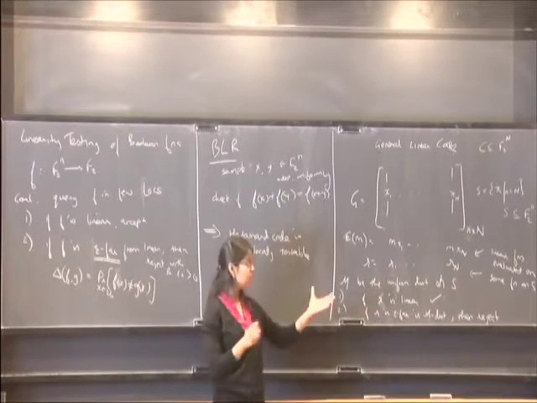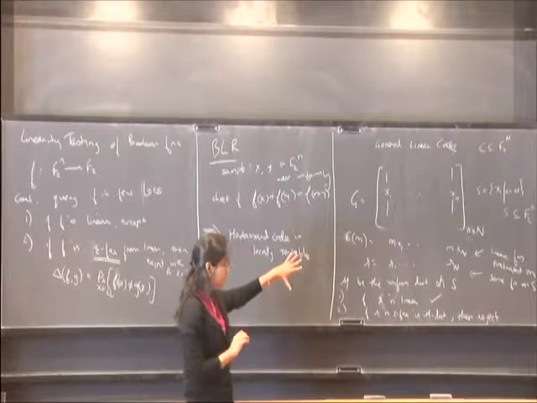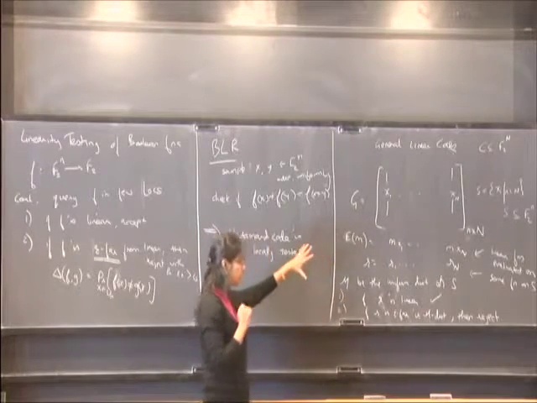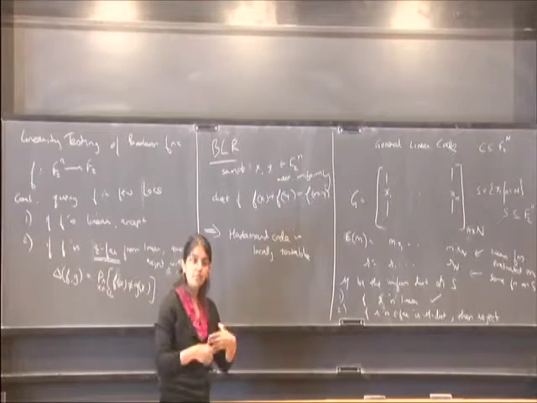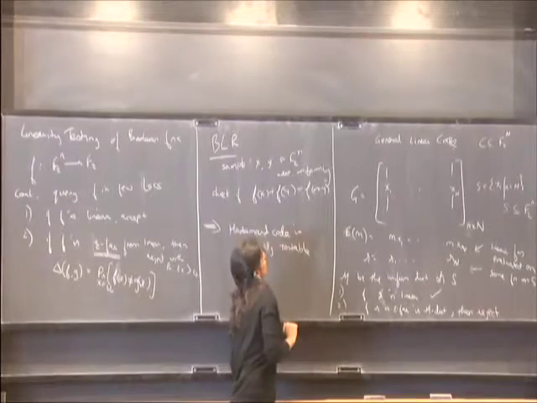Okay, so I have translated the question from testing linearity of this code, testing closest to the code, to testing linearity over a general distribution.